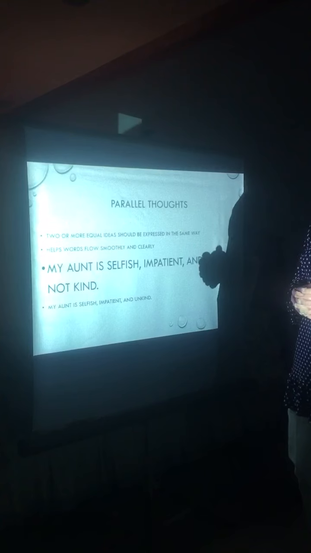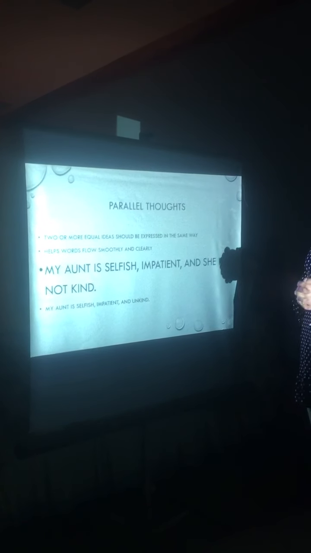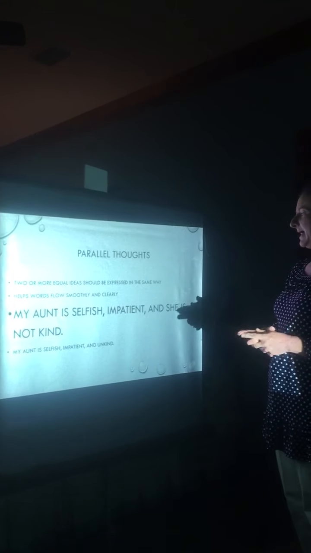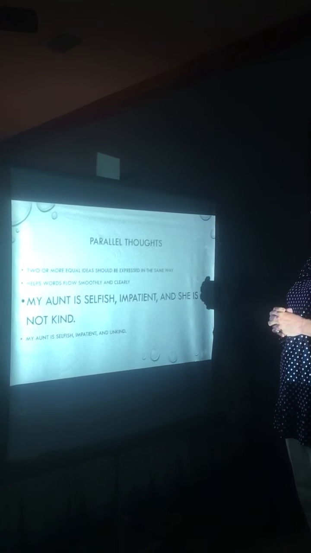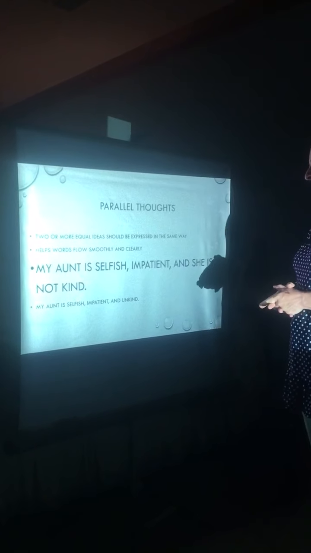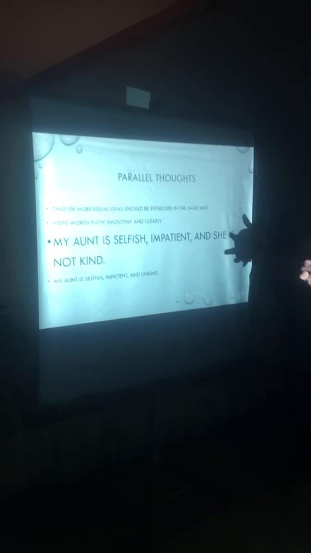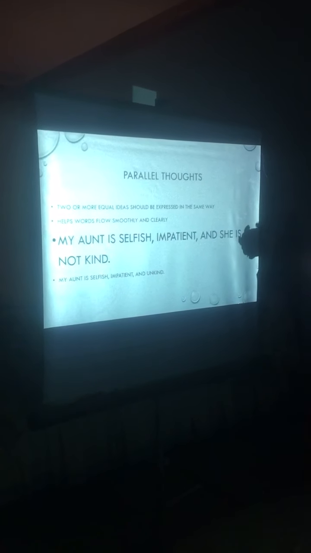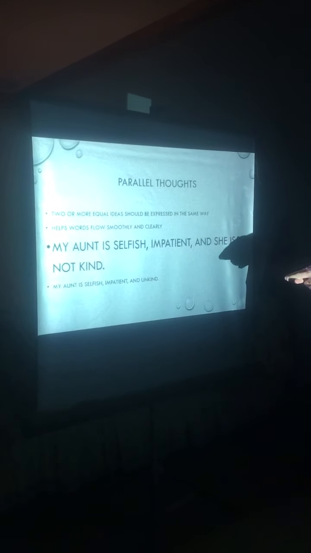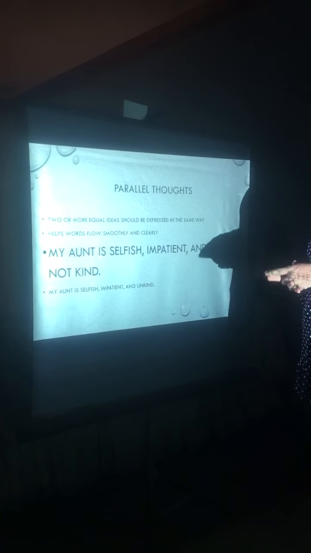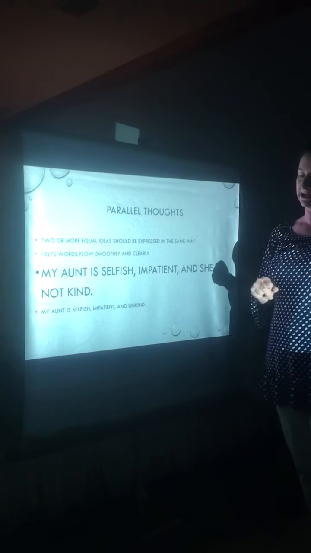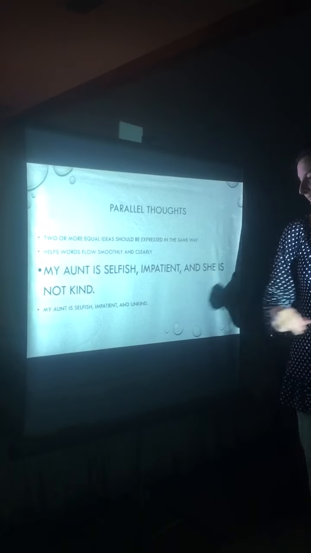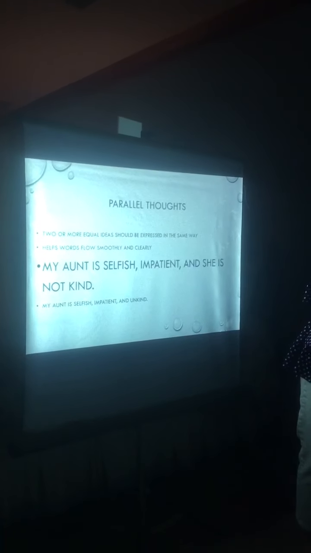Healthy sentences should have parallel thoughts. So two or more equal ideas in a healthy sentence should be expressed in the same way. My aunt is selfish, impatient, and she is not kind. Selfish, impatient are adjectives. When we say she is not kind, we're also describing her in the form of an adjective, but we need to make the adjectives parallel. So selfish, impatient, and unkind.